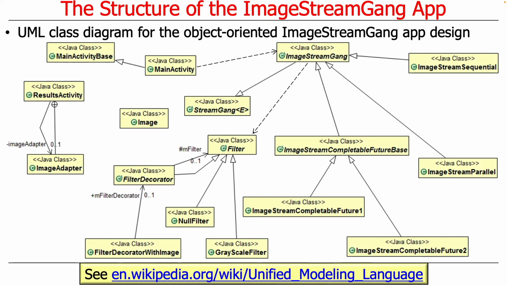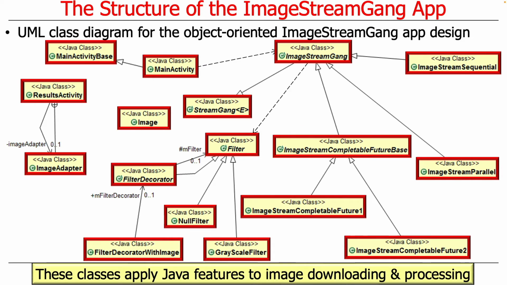So here's a UML class diagram for a portion of the ImageStreamGang app design. And this, of course, is focusing on the object-oriented aspects, because object-oriented programming relies on things like classes, which are abstractions, extension, which is inheritance, and virtual methods, which is polymorphism. So if you take a look at this, this is a high-level class diagram. We left out a lot of the details, but it shows some of the cool stuff involved here.